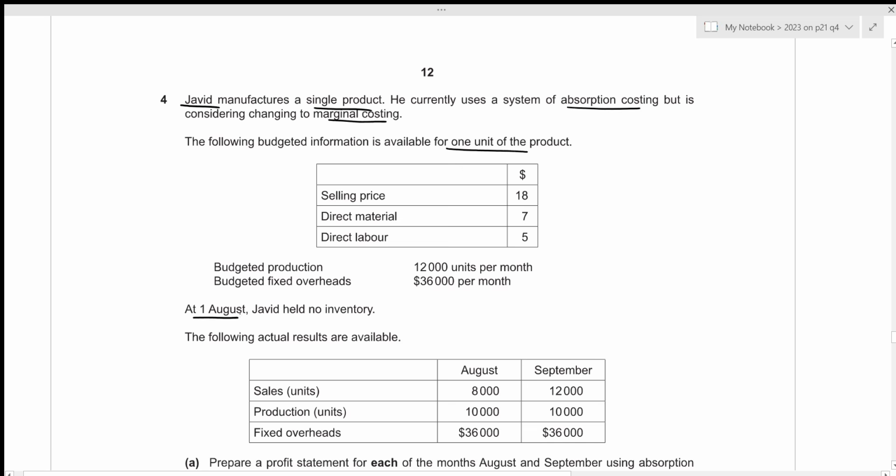Then at 1st August, Javed held no inventory. Okay, so for the opening inventory of August, that will be 0 because he has no inventory. Then the following actual results are available. We are given the actual results for the month of August and September. We are given the sales units, the production units, as well as fixed overheads.